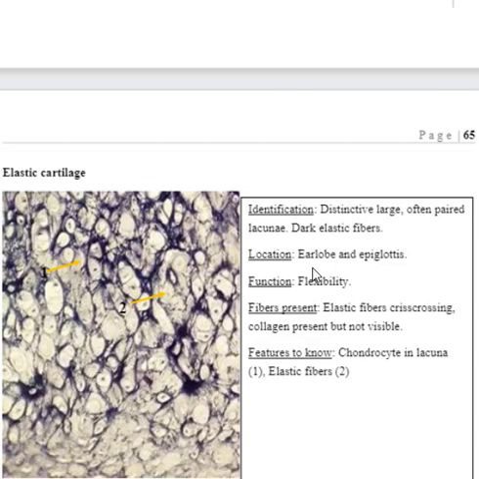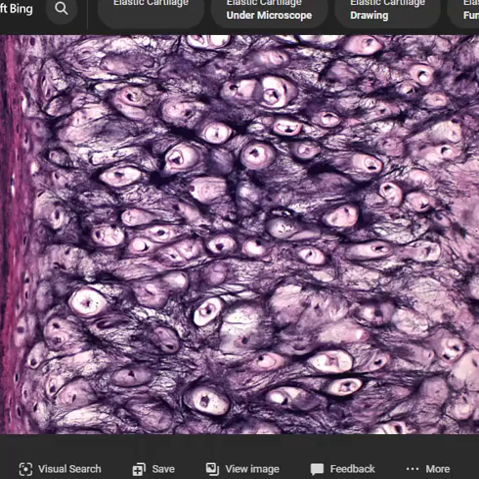So reach up and play with your earlobe and then play with your nose. And you can feel the difference between the hyaline cartilage and the elastic cartilage. So the elastic cartilage is much more flexible. And it says you see the collagen is present but not visible. So mostly you just see the elastic fibers.